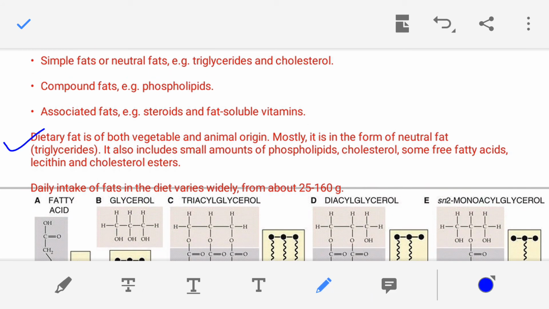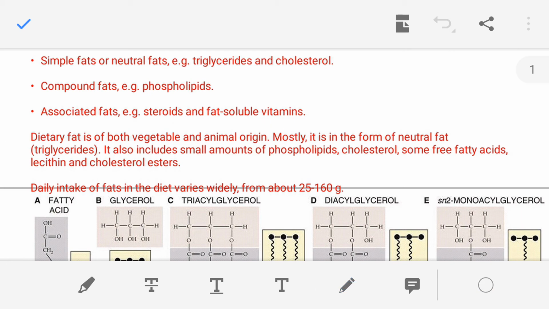Now the dietary fat, the lipid which is present in the food that we eat, is from vegetarian food. We know some people are vegetarian and some people are non-vegetarian. So from vegetarian food, let's say we are getting the lipid from the butter or from the oil or from the ghee. And from animal origin, let's say the meat and the eggs, in that the dietary fat is present.